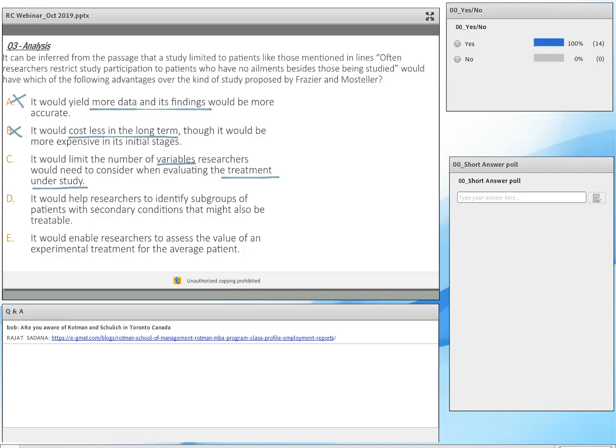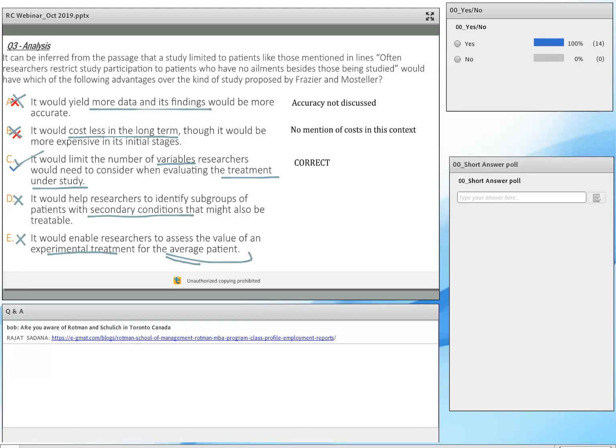Let's look at choice D. It would help researchers identify subgroups with secondary conditions. Again, these are ideal conditions. So secondary conditions is completely opposite. That's the advantage of the proposed method. It would enable researchers to assess the value of an experimental treatment for an average patient. Now, average patient is where things are wrong. Average patient is really a normal condition, not the ideal condition. So this choice is also wrong. Choice C, when you read choice C, it would limit the number of variables. Obviously, if you have only one disease in all the patients, then your number of variables are fewer. So this part is correct over here.